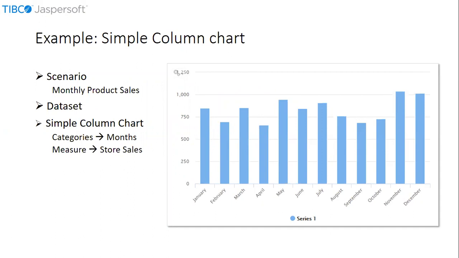So in this demo, we are going to create a simple column chart and the scenario is monthly product sales. We are going to create a data set for this graph. And this simple column chart requires categories and measures. In the categories, we are going to display the months, and in the measures, we are going to display the store sales. So to start with, let's create a blank report in the studio.